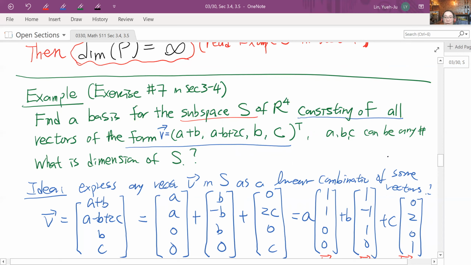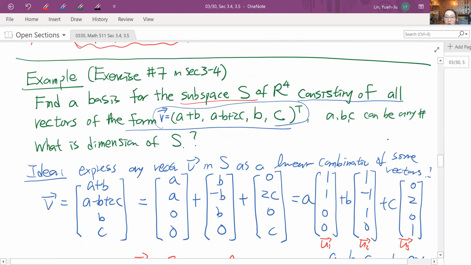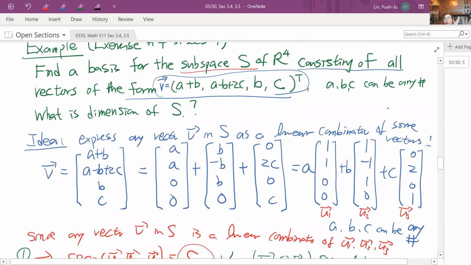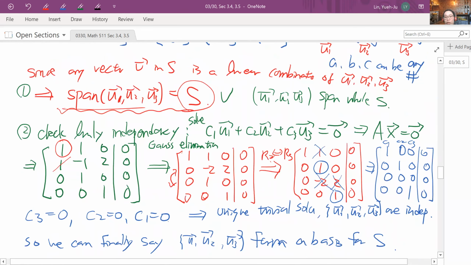Then if they at least give you the typical format of the vector, you first try to find out what the spanning set for this set will be. Then you check whether the vectors you have for the spanning set are really independent of each other or not. Once you check the spanning set and independency, then you can say that they form a basis. So that's why this is much more conceptual than you think.